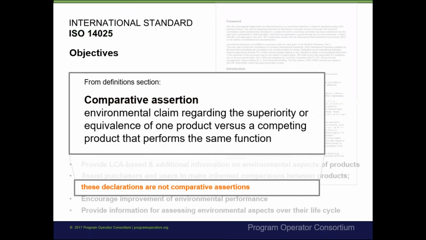So as you can see, the definition of comparative assertion is an environmental claim regarding the superiority or equivalence of one product versus a competing product that performs the same function.